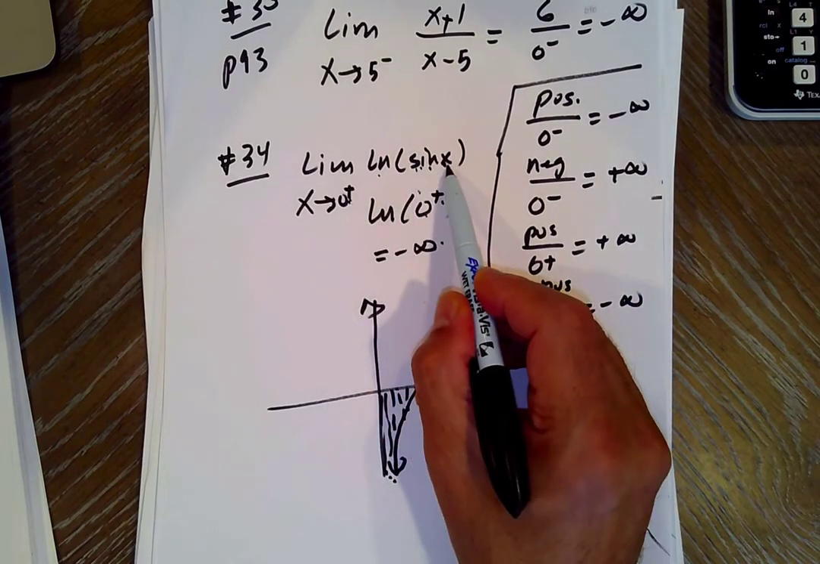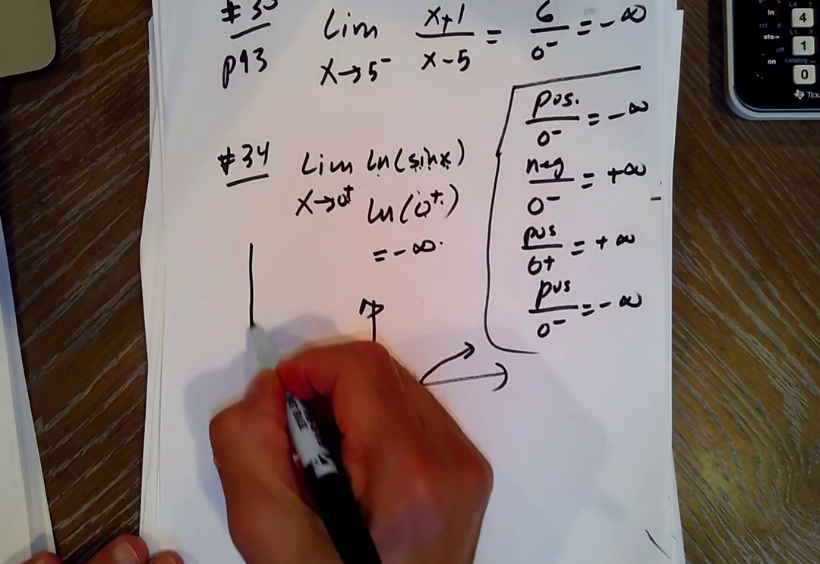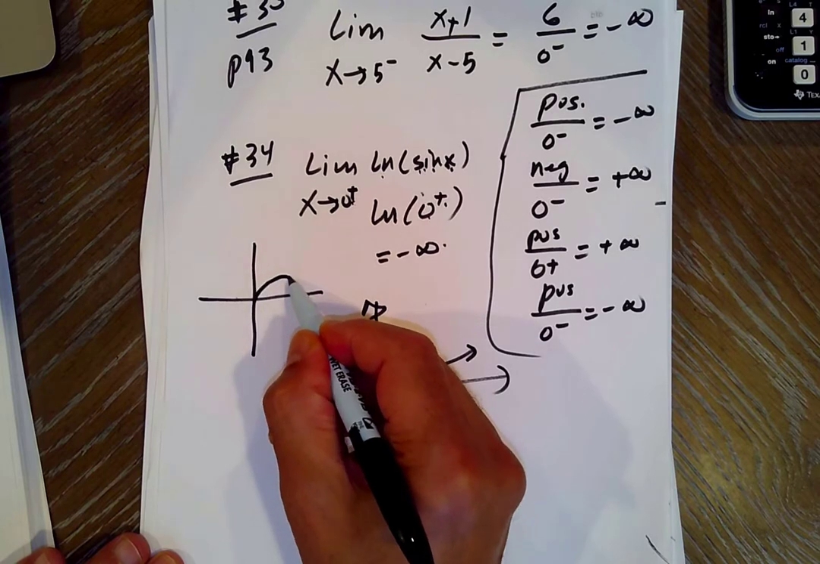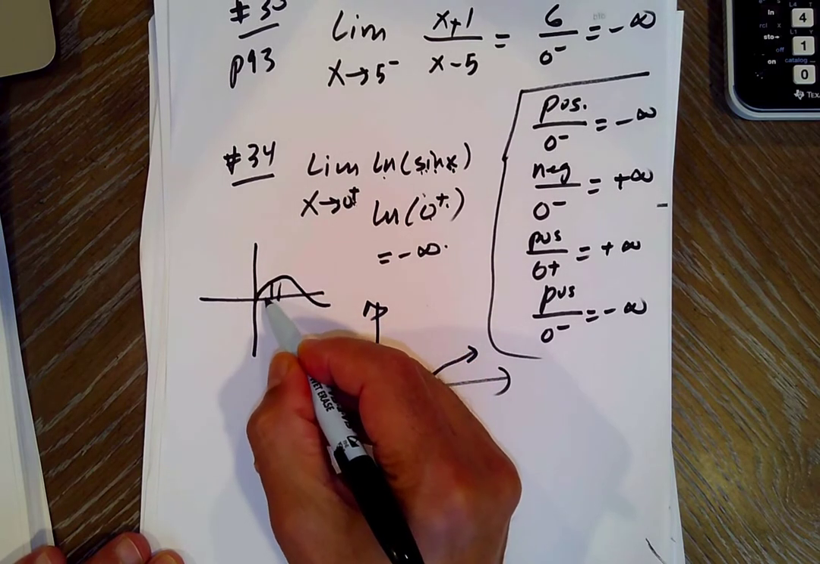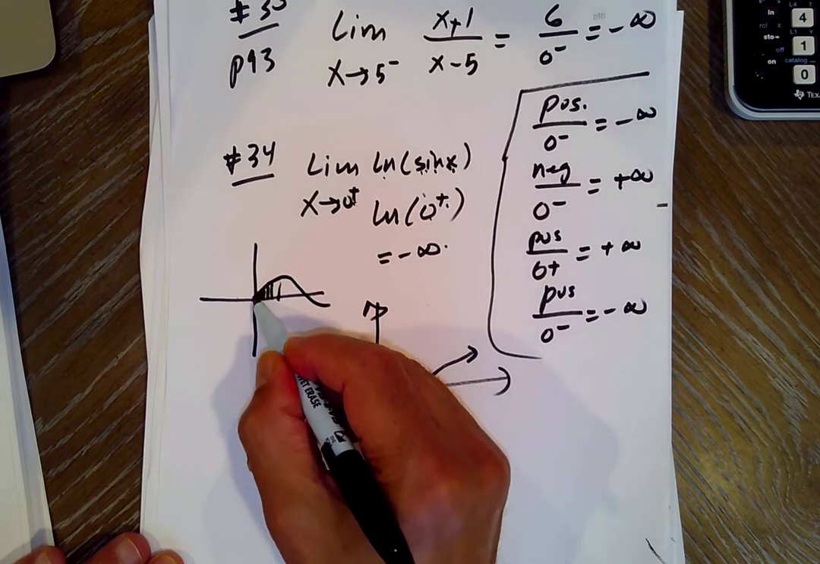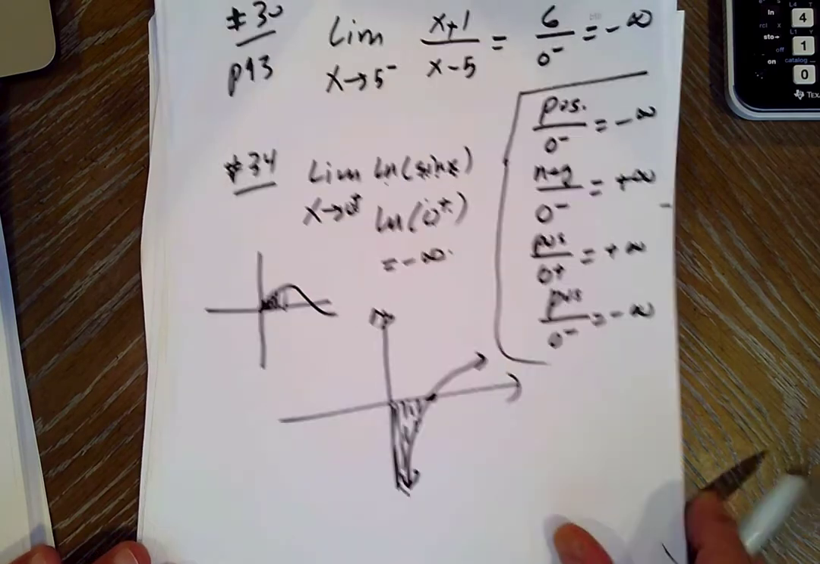And why is this 0 plus? Because you're doing sine of 0 plus, which is 0 plus. Again, that's knowing the graph of sine. As you're approaching 0 from this side, you're getting 0 above the x-axis.